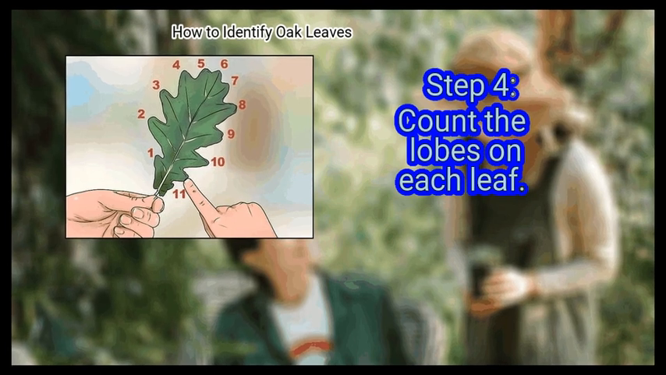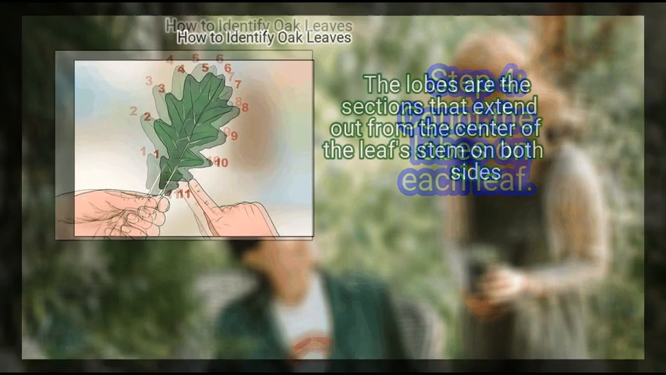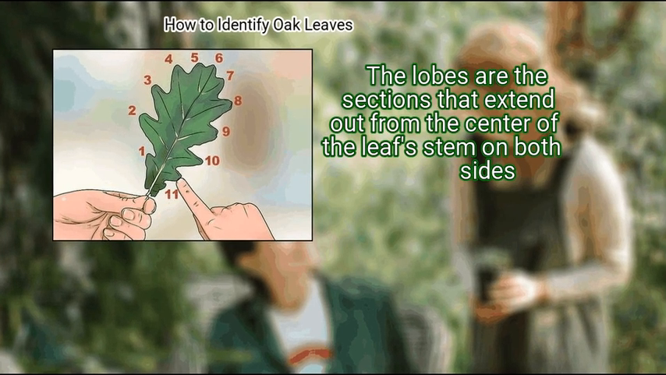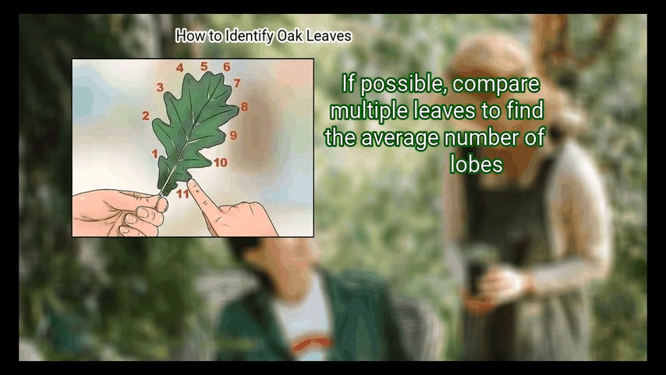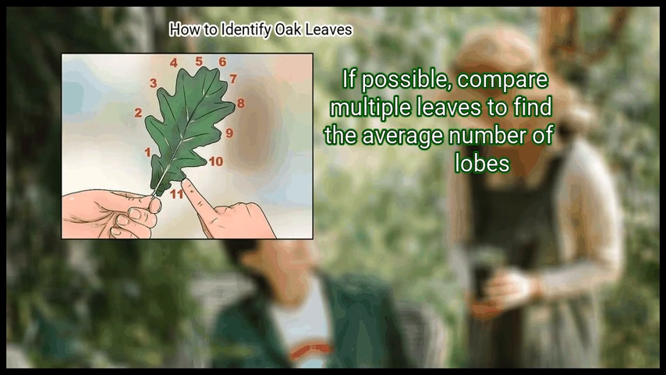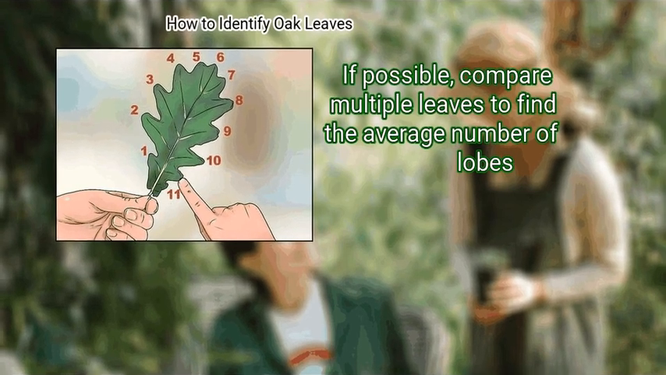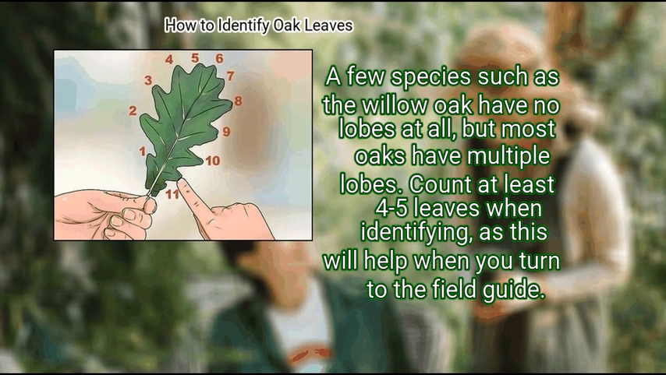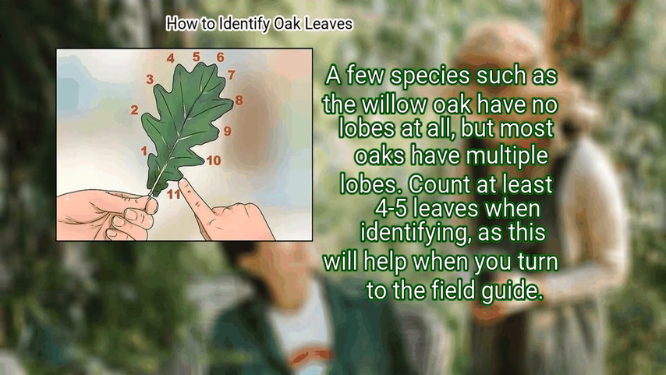Step 4. Count the lobes on each leaf. The lobes are the sections that extend out from the center of the leaf stem on both sides. If possible, compare multiple leaves to find the average number of lobes. A few species such as the willow oak have no lobes at all, but most oaks have multiple lobes. Count at least 4 to 5 leaves when identifying, as this will help when you turn to the field guide.